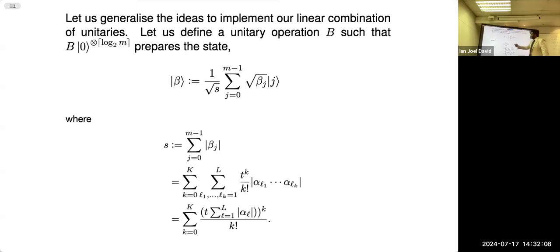Okay? And this quantity S is just defined as the sum over the absolute value of all these coefficients beta j, which I expanded here for you so you can see the relation. And it's precisely just like a truncated Taylor series of an exponential function with the argument t and the sum over the absolute value of the coefficients in the Hamiltonian. So S is kind of like a truncated Taylor series for the exponential with this argument. Okay.